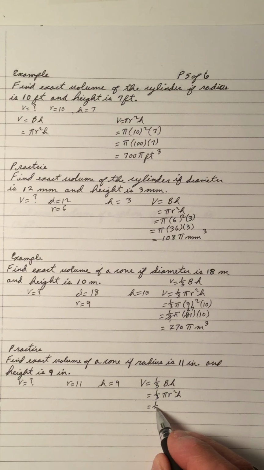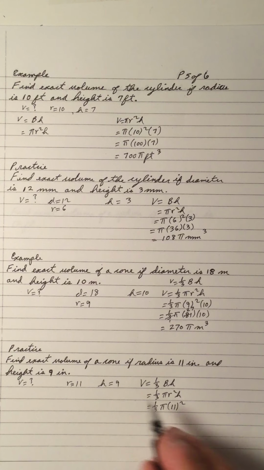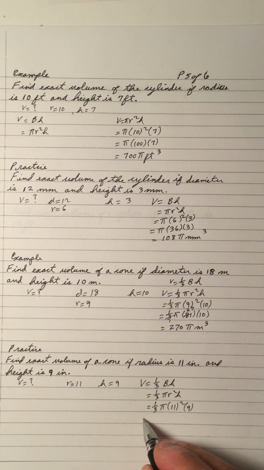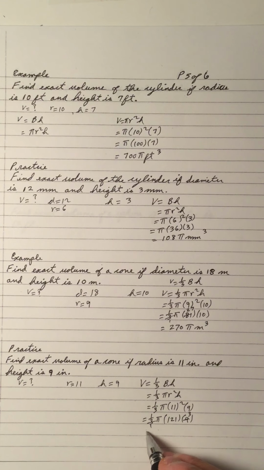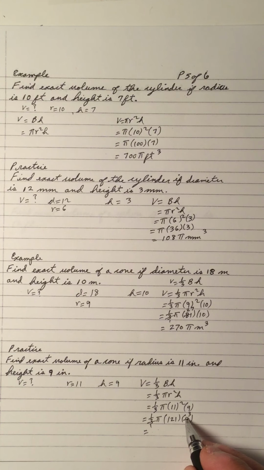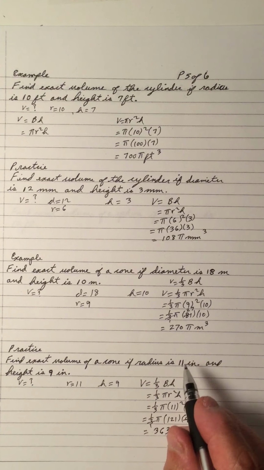Now we fill in. The radius is 11, so it's 11 squared. The height is 9, so we fill in the 9. And we go 1/3 pi, 11 times 11 is 121, times 9. And 1/3 of 9 is 3. 3 goes into 9 3 times. So 121 times 3 gives me 363 pi. And again, all the units are the same.